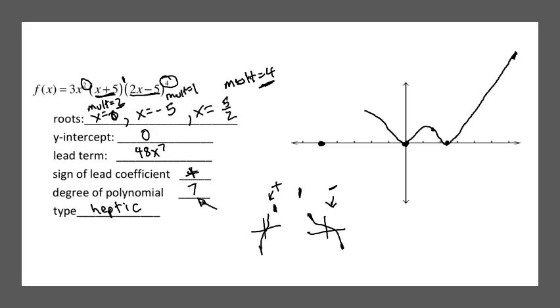The next root is at -5. -5 has a multiplicity of 1, which means that it has to go through that particular point. It's not going to bounce. So we're going to graph it, and this is a basic sketch of what our graph is going to look like, of what our polynomial is going to look like.